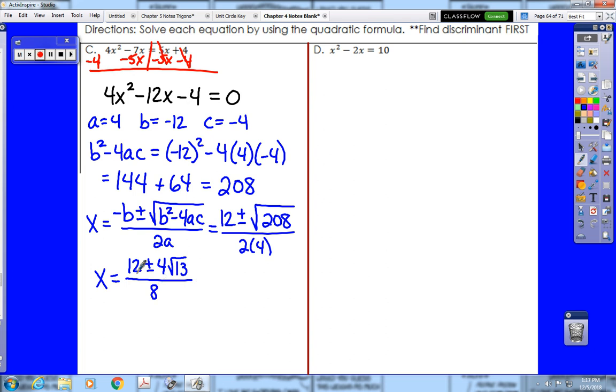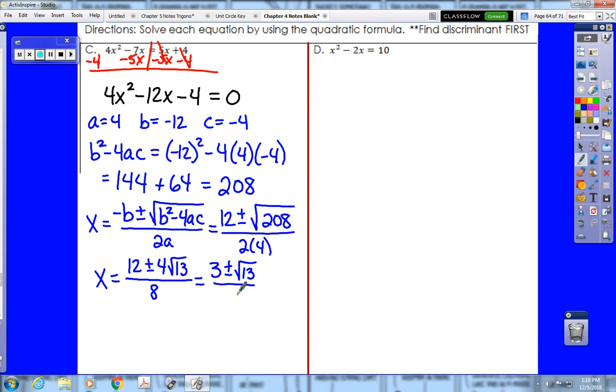Now we would be done here, but you notice that 12, 4, and 8 are all divisible by 4. If we had divided by 4 up here, then we would have 3 root 13 and 2. We're supposed to then divide all three of these numbers by 4 now instead of up there, which would give us 3 plus or minus the square root of 13 over 2. I don't ever want a decimal on a problem that is not a real world word problem.